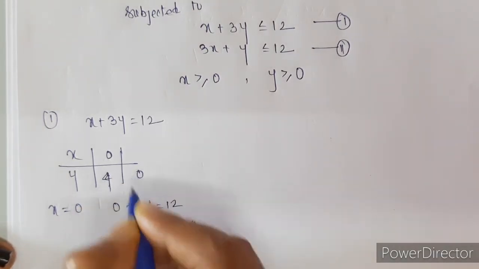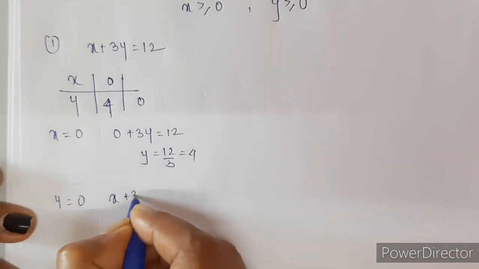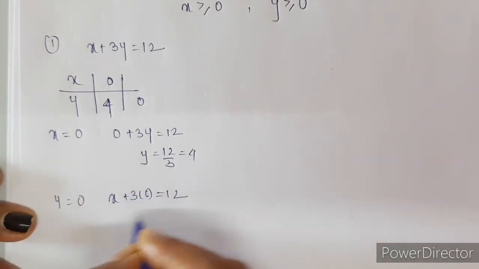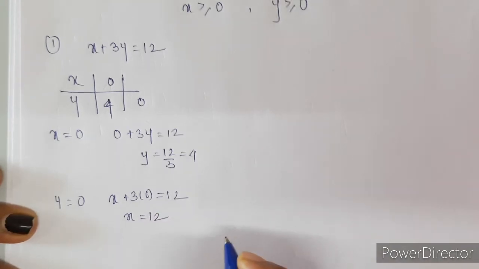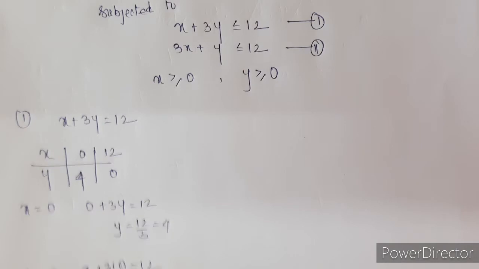Now take y to be 0. If y is 0, it is x plus 3 times 0 equals 12. So the value of x is 12. If y is 0, x is 12.